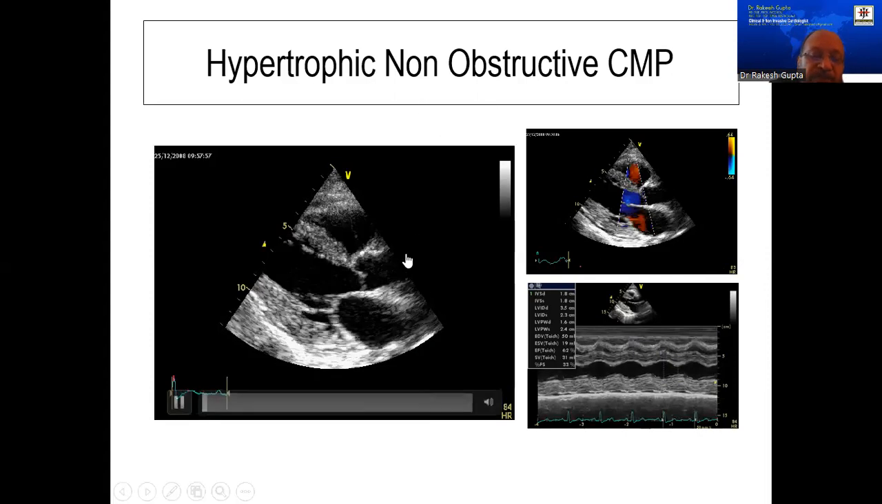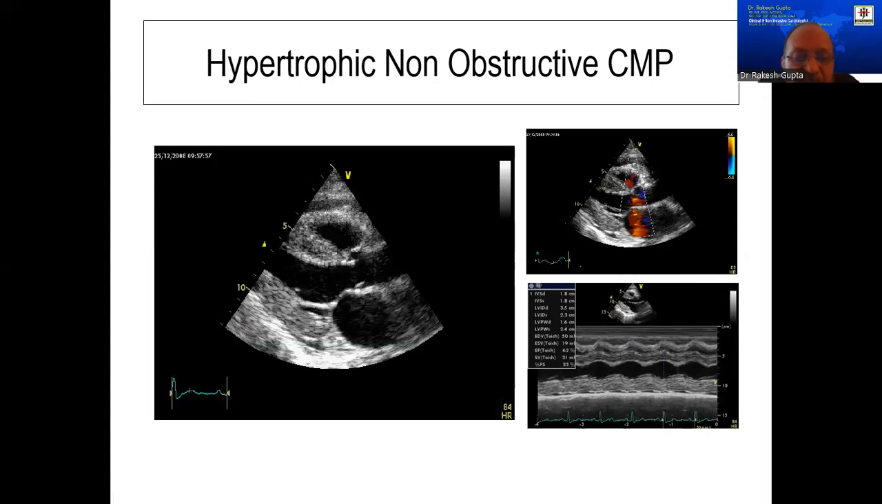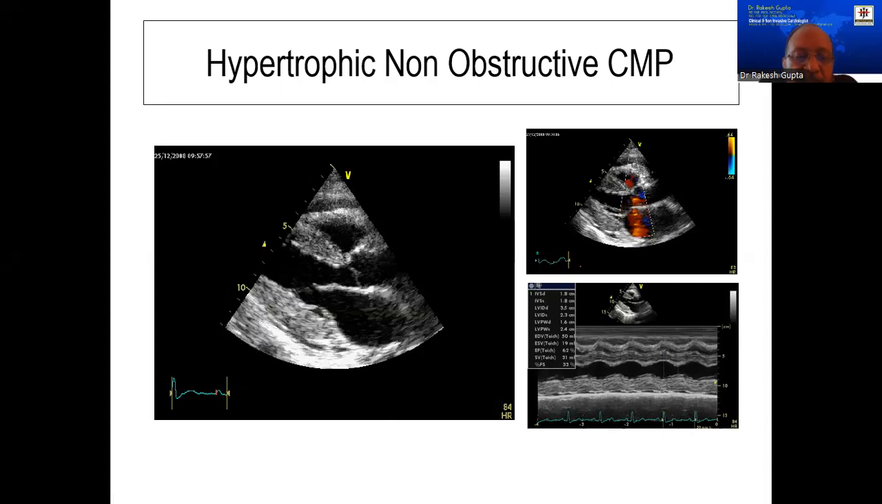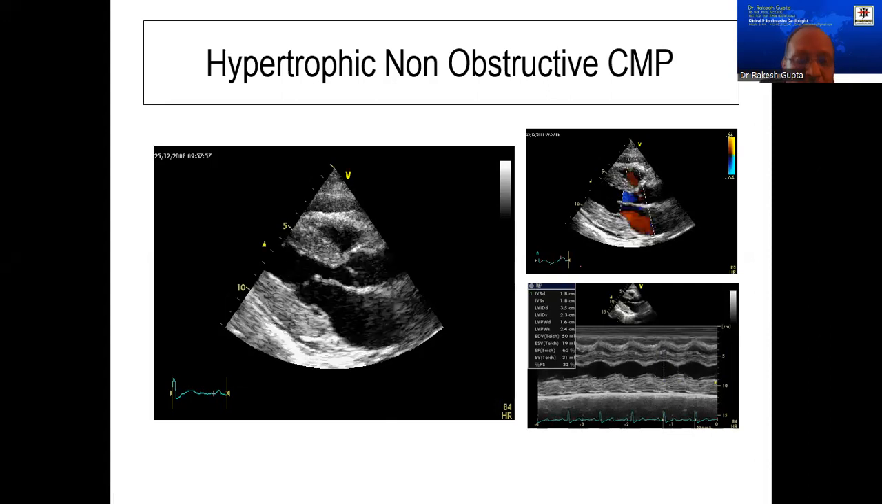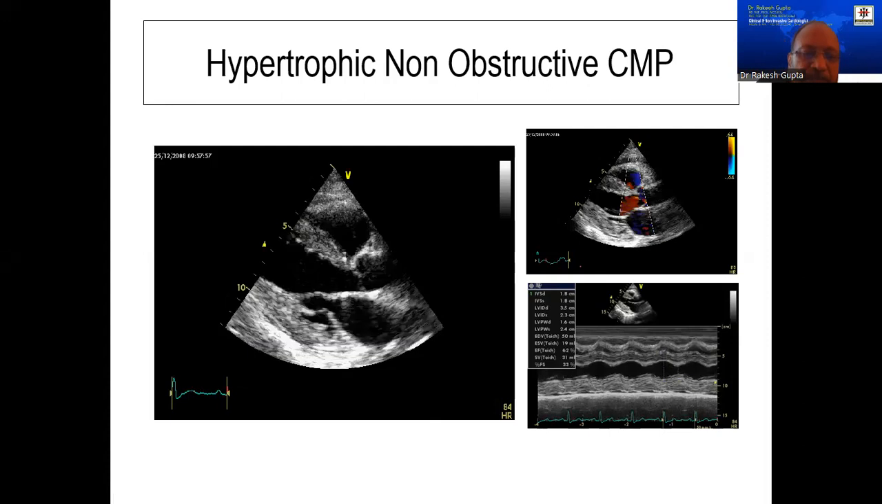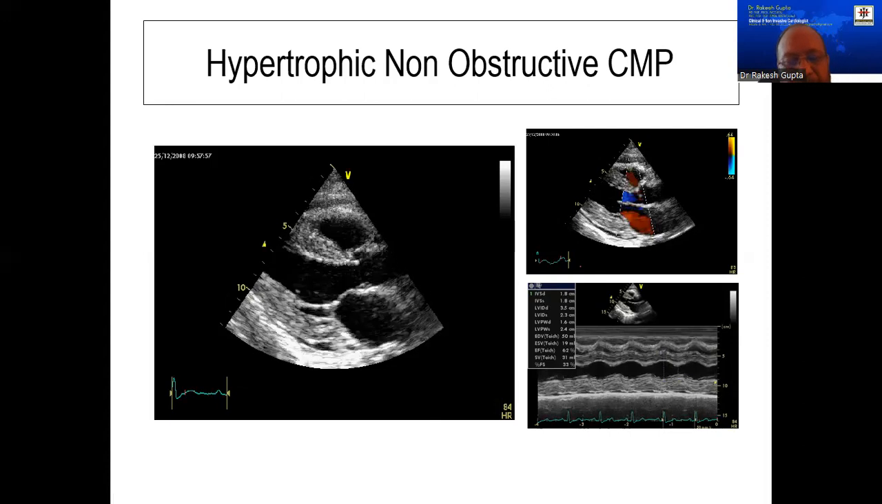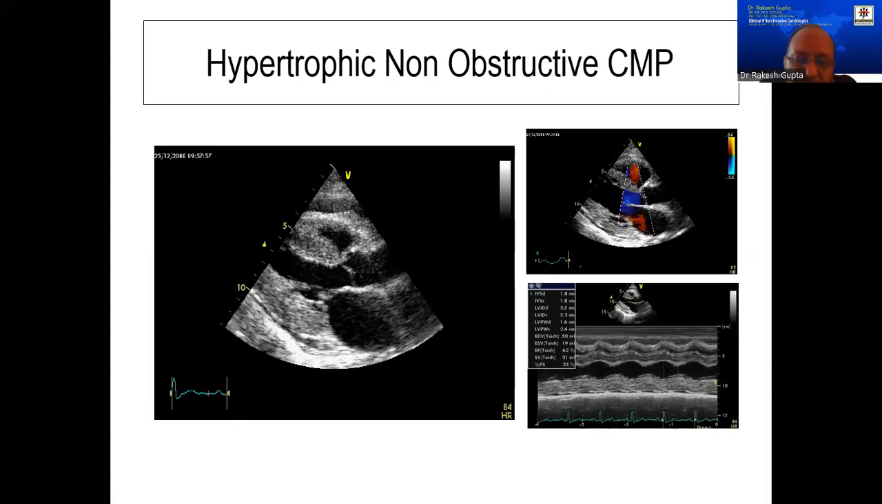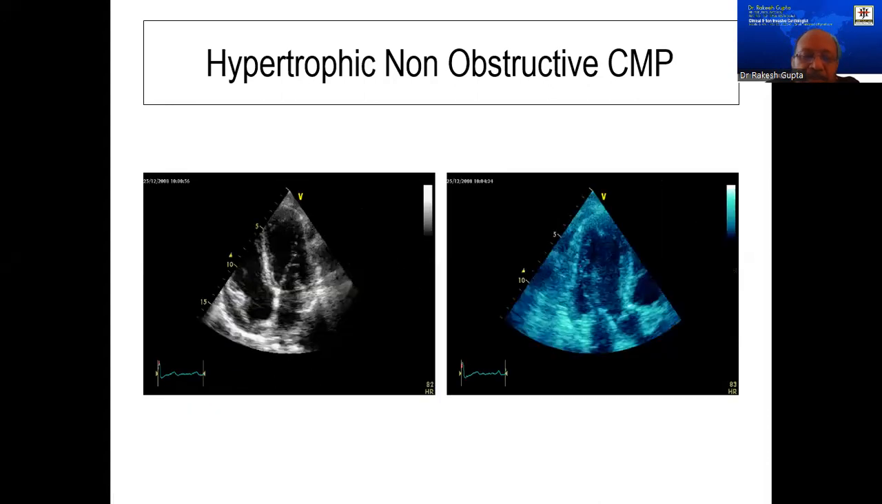What are the possible causes of hypertrophic cardiomyopathy, which is non-obstructive in a subset of the population? What will come to my mind first would be hypertension per se, chronic kidney disease, aortic stenosis, and then coarctation of the aorta. And these people present like this over a period of time.